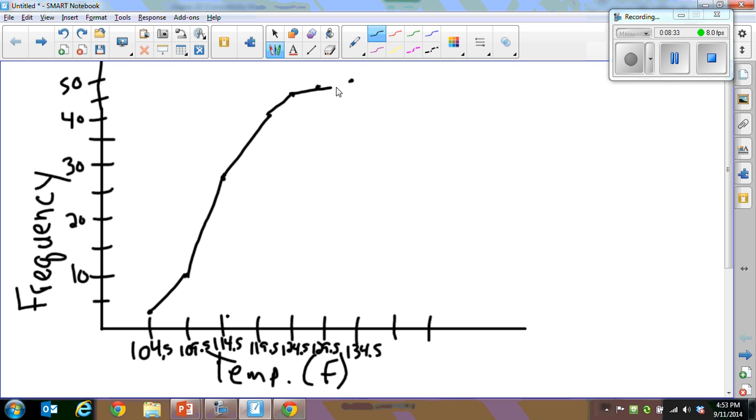I apologize for how messy this looks. It is super, super tough using this. But I'll get better at it, I promise.